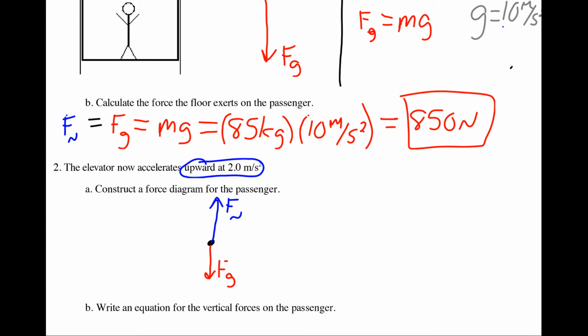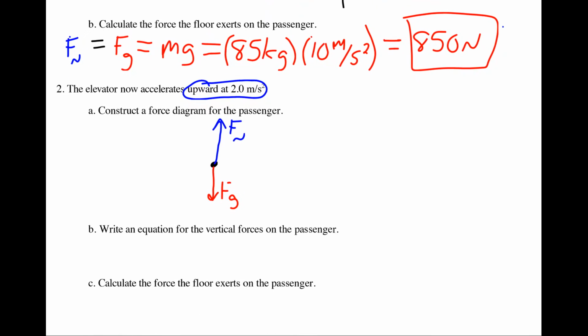The next thing we got to make sure we do is write down our equation for our net force, because we're kind of looking ahead. We want to make sure that we get the big picture here. We want to write an equation for the vertical forces on the passenger. So our net force is equal to the bigger force minus the smaller force. The bigger force is our normal force, so that gets written down first. And we subtract from there our smaller force, which in this case is our gravitational force.